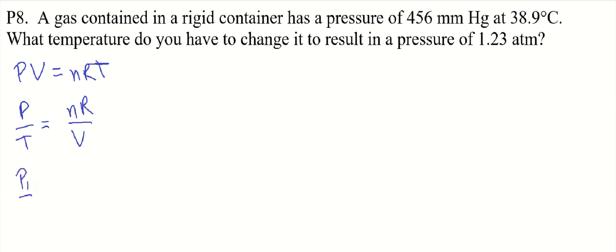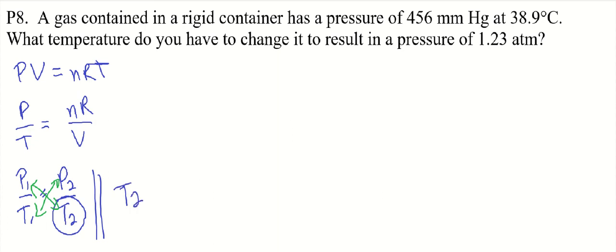So we can say P1 over T1 is equal to P2 over T2. And it's asking us to solve for the final temperature, so let's rearrange this to solve for T2. We can do that by cross multiplying. That diagonal will be one side of the new equation, and that diagonal will be the other side of the new equation. All right, so we're going to get T2 is equal to T1 times P2 over P1.